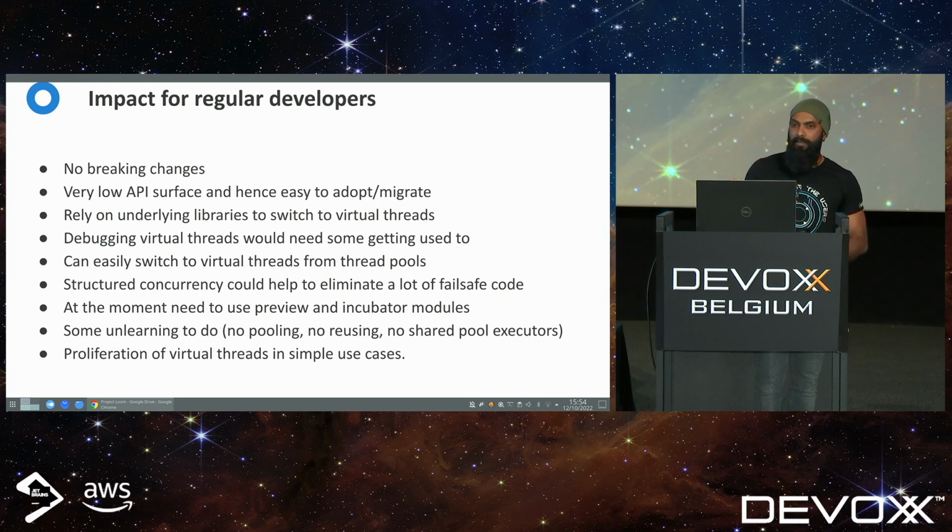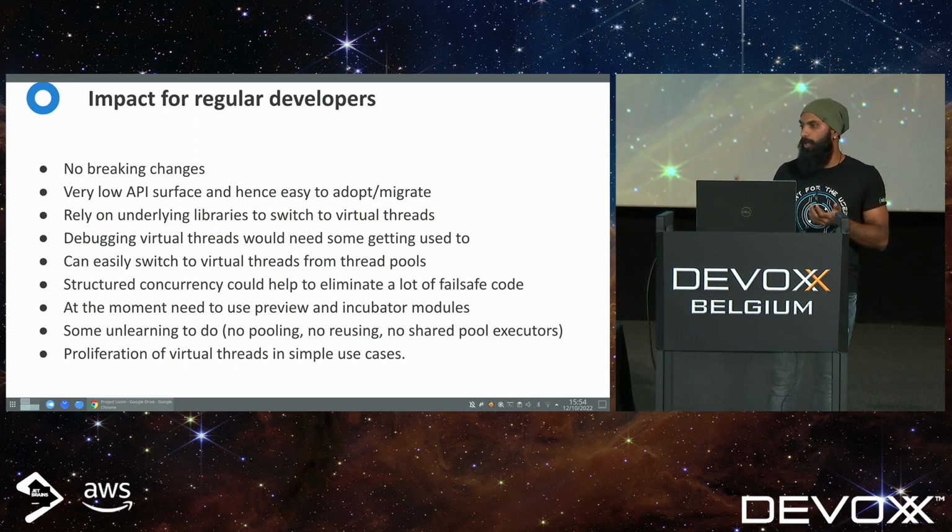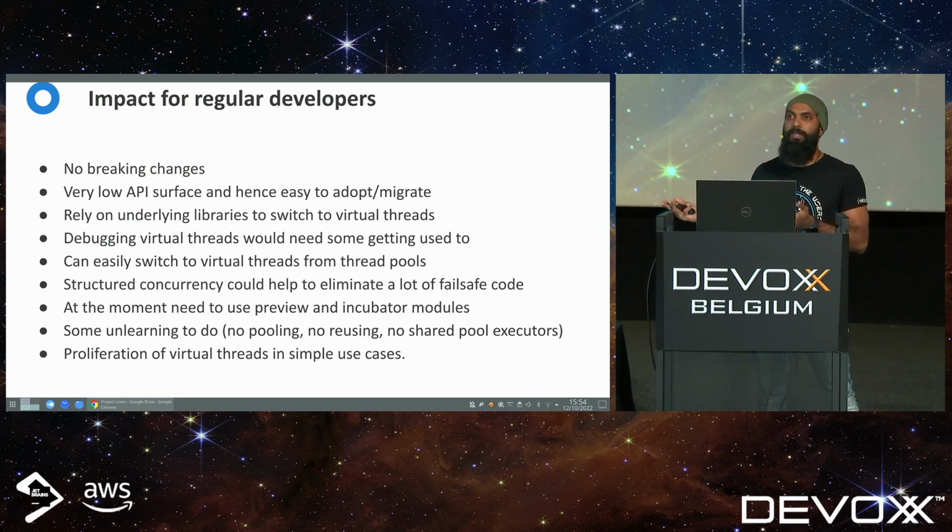Few things to keep in mind. As I mentioned, the API surface is very small, so easy to adopt and migrate. You will rely on the libraries that you use for some of the migration. Debugging virtual threads could be a bit different in the beginning to understand maybe, but you'll get used to it. You can easily switch to virtual threads from thread pools. You might have to do some unlearning though, because with virtual threads, you don't need thread pooling anymore. So you have to get that out of your mind. You have to unlearn that.